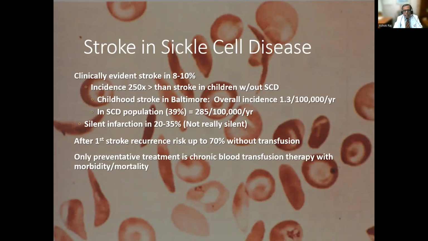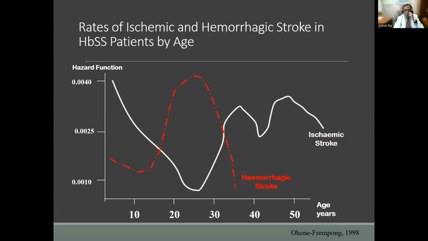Now, you can also prevent further morbidity and mortality by chronic transfusion. This picture depicts the incidence of ischemic stroke and hemorrhagic stroke. Most of the strokes in children are infarctive and therefore ischemic in nature. But as you can see, in the 20s and 30s, the incidence of hemorrhagic strokes does go up. And then later in life, the incidence of ischemic stroke increases again.